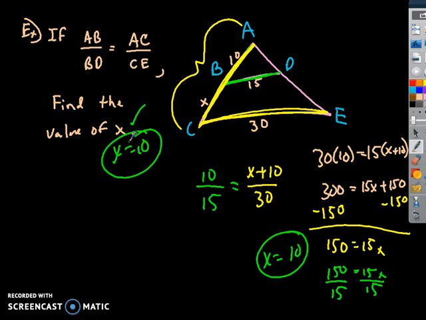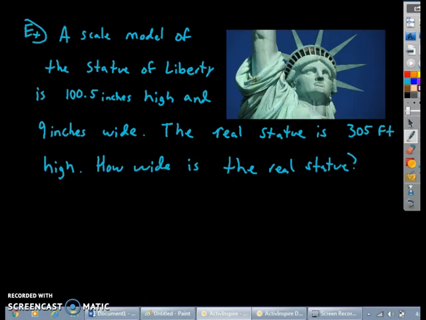Alright, I'll give you one more problem. Actually, I have two problems, and this is the first of the last two. Alright, so the first problem is this one. It says a scale model of the Statue of Liberty is 105 inches high and 9 inches wide. The real statue is 305 feet high. How wide is the real statue?